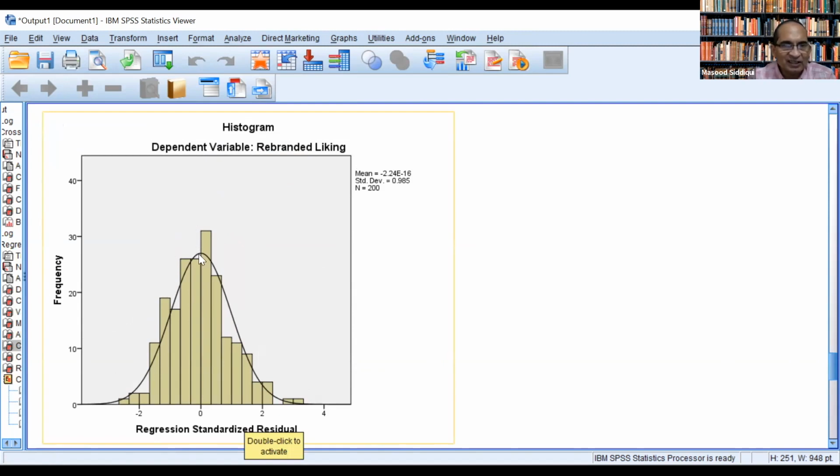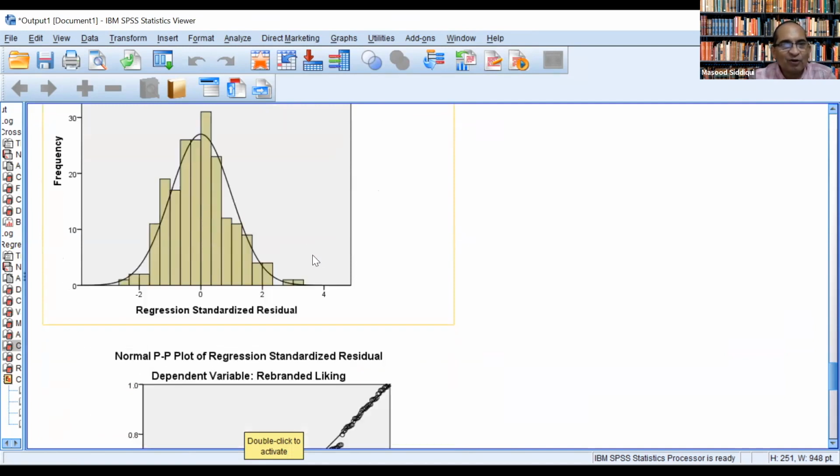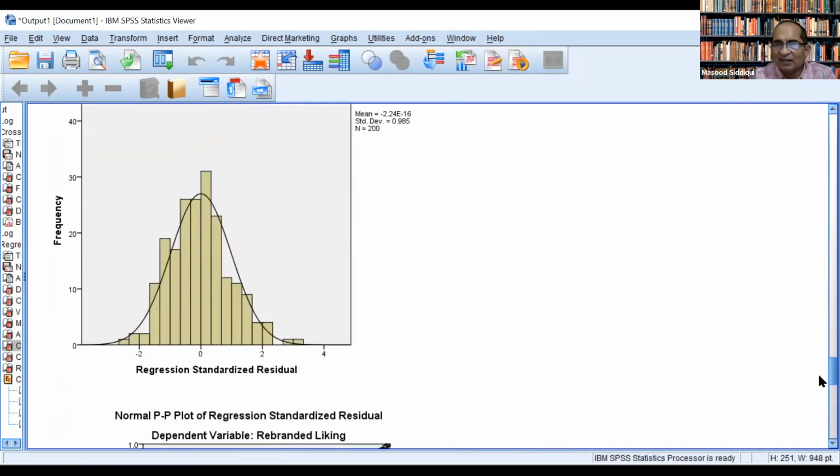As you see, they are following the residual. This is the normal curve for the residual, meaning residuals are following normal distribution. This is a histogram and the corresponding frequency curve. It resembles the normal distribution. So we can say that our residuals are following normal distribution.